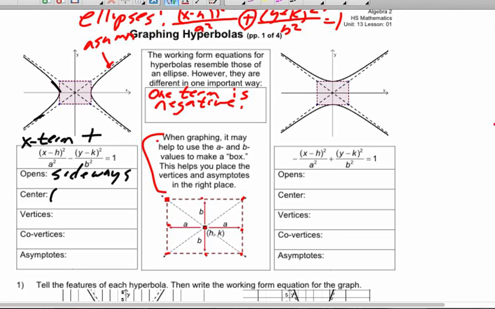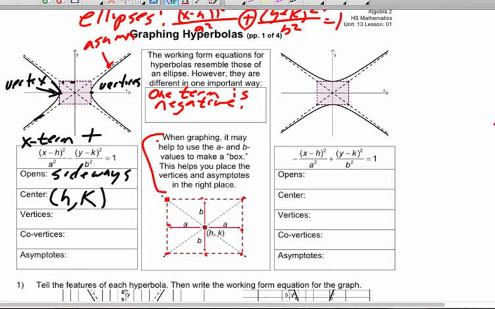The center is going to be at (h, k). All right, h you find in the x term, k you find in the y term, and you change the signs of them. On the sideways one, this point here and this point here are your vertices. And this is also a vertex. So your vertices are going to occur where the curves intersect our box.